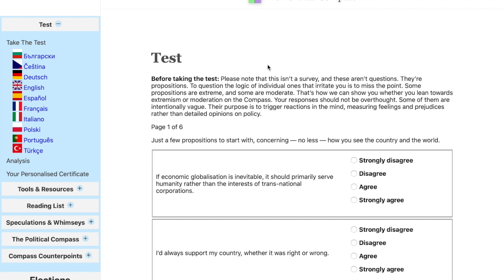With that said, let me just go ahead and take it. I'll be reading out every question and giving you a little bit of my rationale too. So, page one. Just a few propositions to start with concerning, no less, how you see the country and the world.